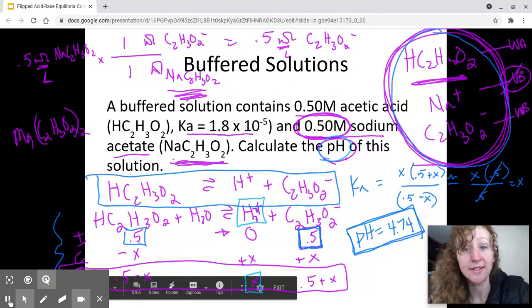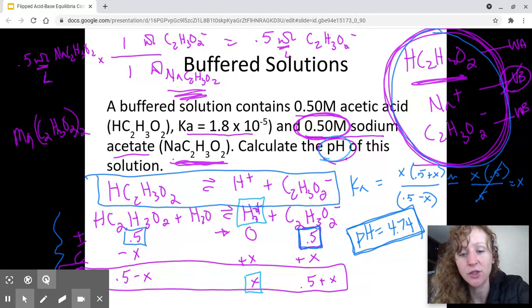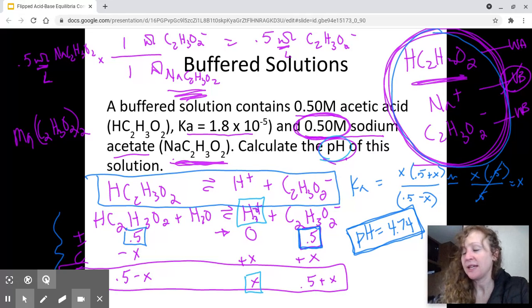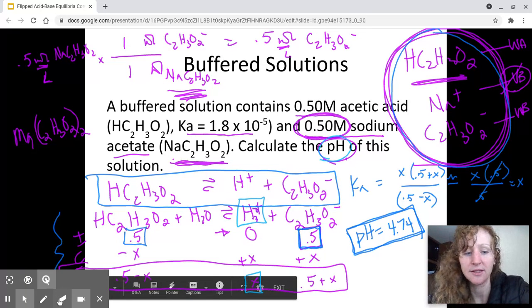Okay, on the next slide, we're going to take some base and add it to the solution and see what happens. See if the buffer actually does resist a change in pH and what that looks like. Before we move on to that slide, take a minute and note what your pH is here: 4.74, right? Because we're going to want that to compare once we add the base into the system.